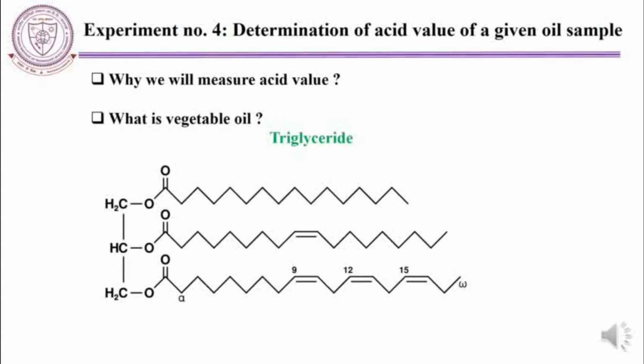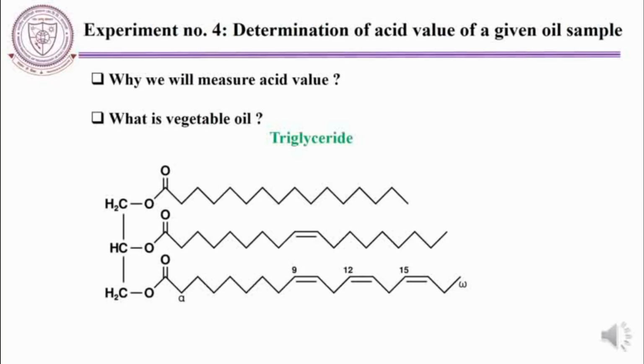When we are going to determine the acid value, first we have taken one vegetable oil here. Now the question is, what is the vegetable oil containing? It is a triglyceride and it oxidizes to form fatty acids. This oxidation is possible just by aerial oxidation. Therefore, a new oil sample contains less amount of fatty acids, whereas old samples contain more amount of fatty acids. So we can utilize this experiment to understand the quality of the oil.